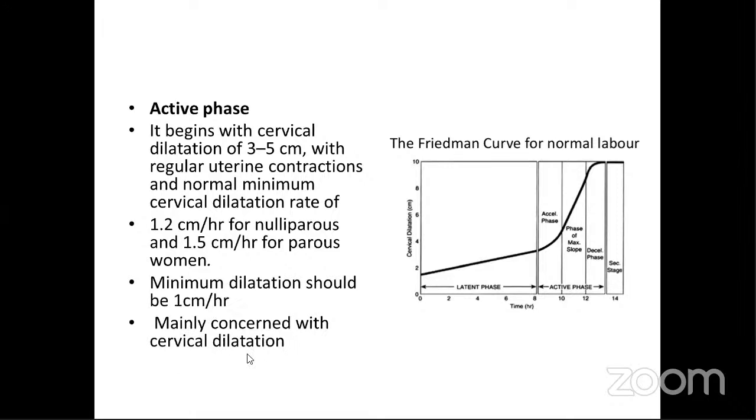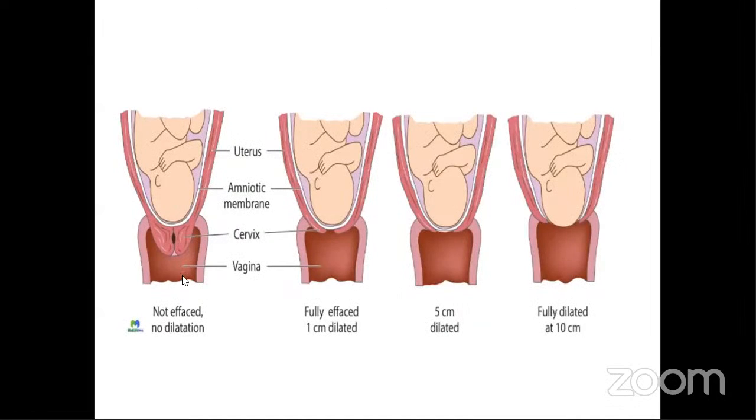Mainly, it is concerned with the cervical dilatation. So remember, the active phase is mainly concerned with the cervical dilatation. As I told, you must be able to differentiate between effacement and dilatation. Here in this picture, you can see the cervix. This is not effaced and not dilated. Once the labor begins, it gets effaced first, in the latent phase of the first stage of labor, where the whole of the cervix is shortened, thinned out, and merges with the lower uterine segment, and that is what you call the 100% or fully effaced cervix.